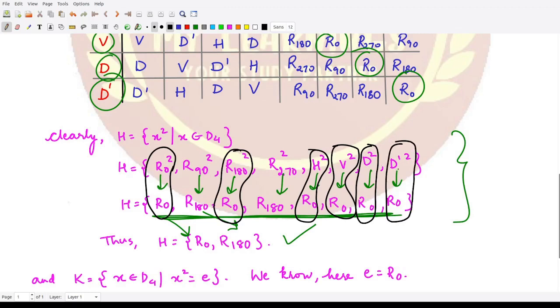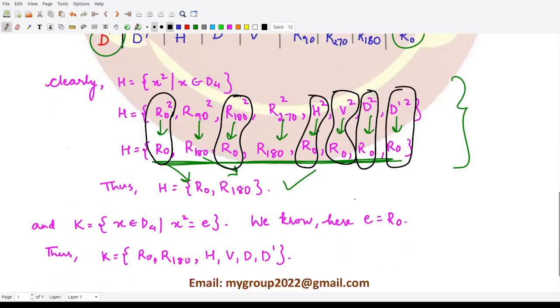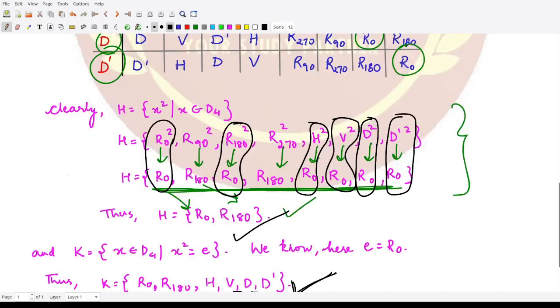Correct? So how many such elements do you have? You have 6 such elements present within this set K. So in this case you obtain both your sets H and K, and this answers your question.